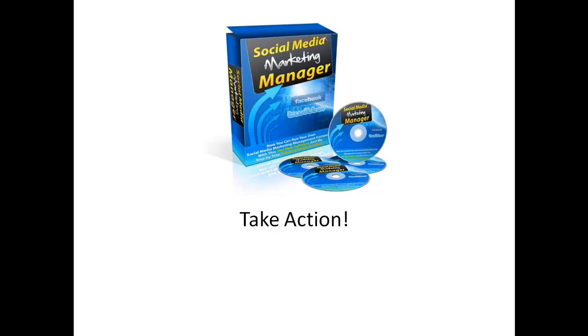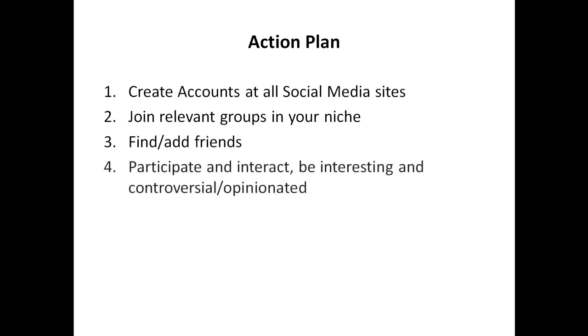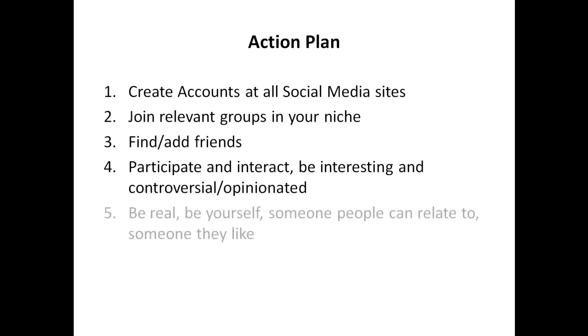Action with social media marketing. Create an action plan. First, list out all of the accounts that you want to create at the social media sites and create them. Second, find and join relevant groups in your niche. Third, find and add friends. Fourth, participate and interact. Make sure that your participation is interesting, opinionated, and even at times controversial.